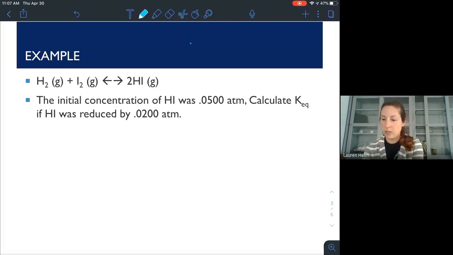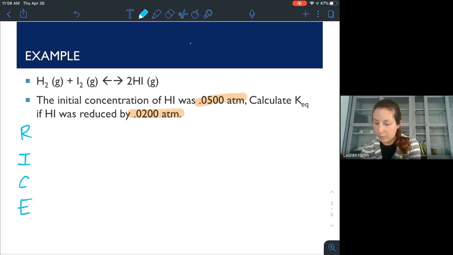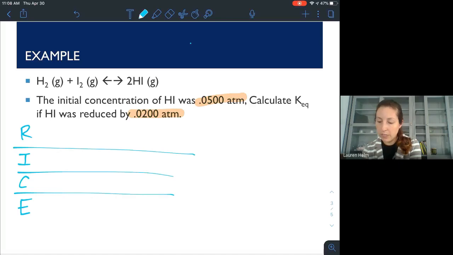Let's go through this. So the initial concentration of our HI, hydriodic acid, was 0.05 atmospheres. So notice this isn't concentration, it's a pressure, but that's okay, that works as well. Calculate the equilibrium constant if the hydriodic acid was reduced by 0.02 atmospheres. So I'm going to set up my RICE table again. I'm going to write in my reaction, hydrogen and iodine in a reversible reaction with hydriodic acid.